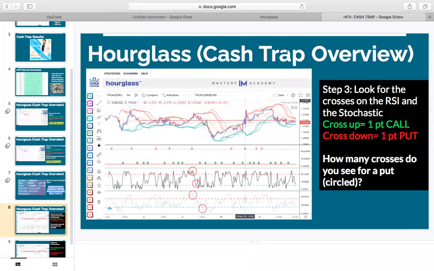Now, step 3, look for the crosses on the RSI and the stochastic. If you get a cross up, that's 1 point for a call, AKA a buy. If you get a cross down, that's 1 point for a put or for a sell. Now, if we look right here, you can see that the market is obviously overbought and it's crossing back down. You look down here, the market is overbought, it's crossing back down, it's oversold, and it's crossing back up. But I'm gonna actually go to Hourglass and show you in real time.